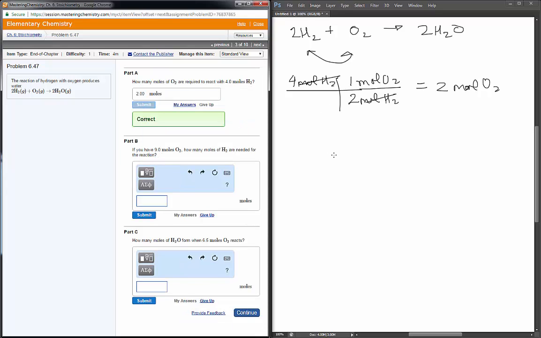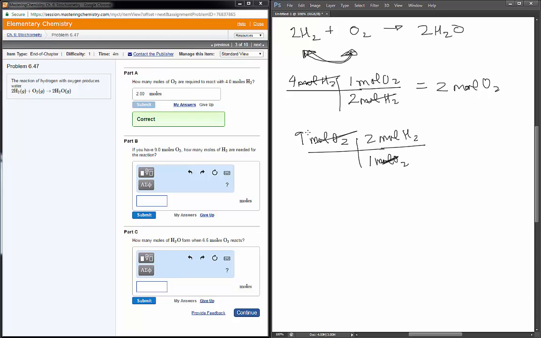Next, part B: if I have 9 moles of O2, how many moles of H2 are needed for the reaction? So 9 moles of O2, and they want to know H2. If I'm starting with O2, then again, I'm going to use the same conversion factor I used for part A, where 1 mole of O2 reacts with 2 moles of H2. But now I'm going to flip that conversion factor so I can cancel out moles of O2. That gives me 9 times 2, which is 18 moles of H2 that will react if I have 9 moles of O2.